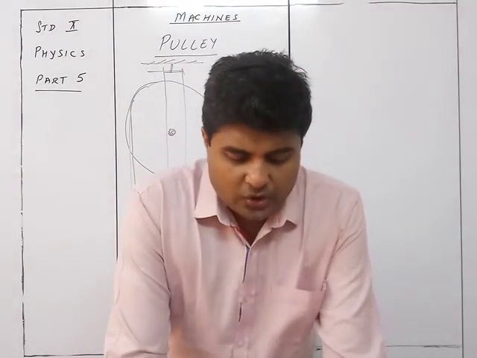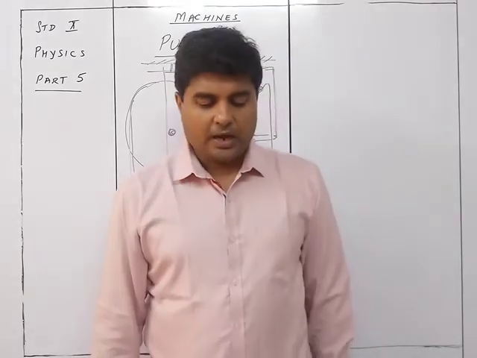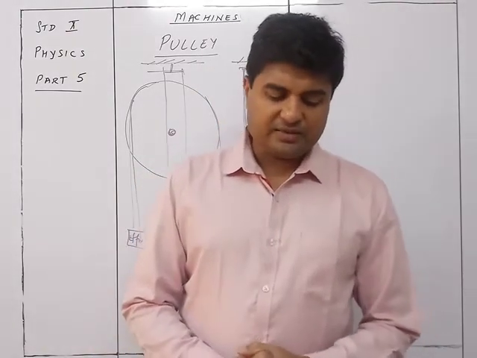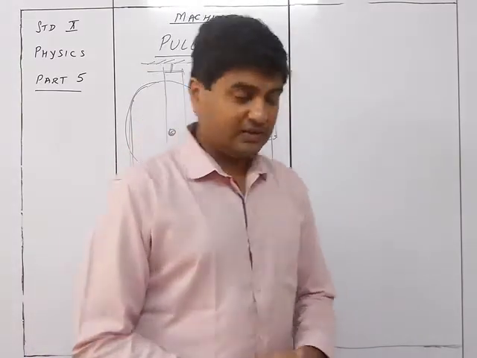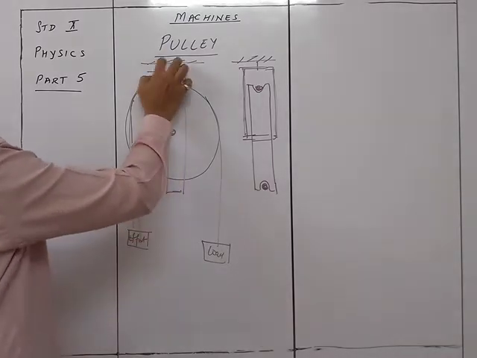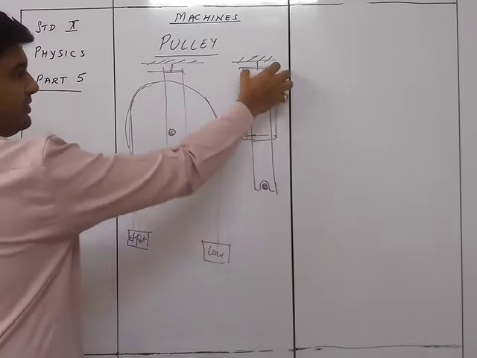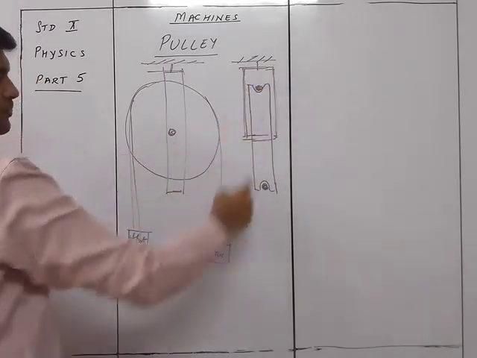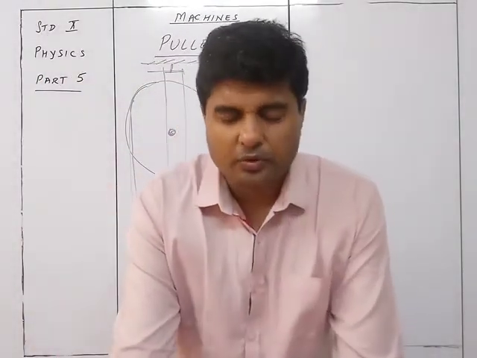A string or a rope is passed through the groove at the rim. The disc rotates about an axis passing through its center. The axis is fixed rigidly to a frame by means of nails. So yes, this is the axis. This axis is rigidly supported to the ceiling. It could be shown this way also, where this part is connected over here, and this axis is connected to the rigid support on the ceiling.